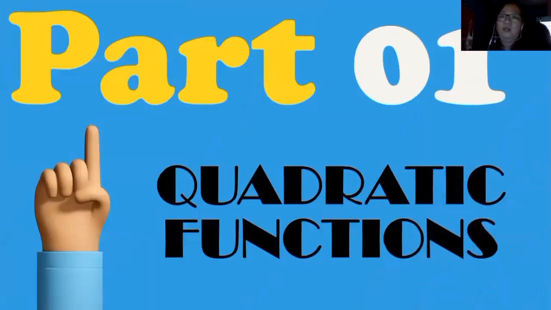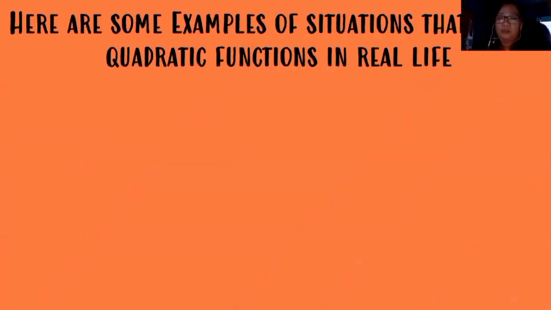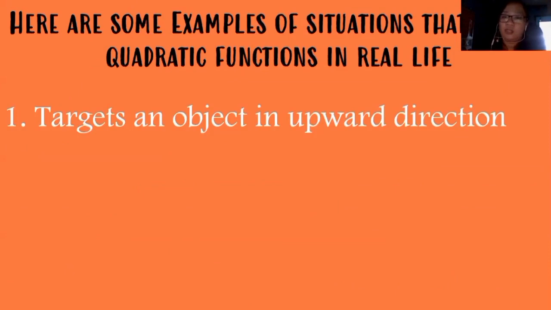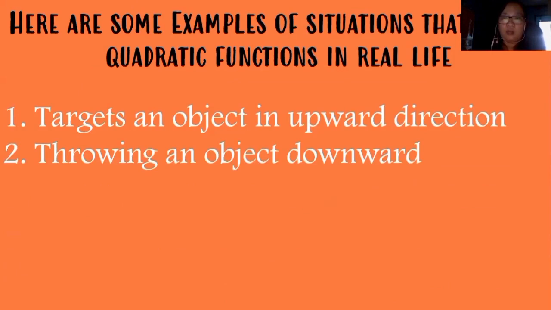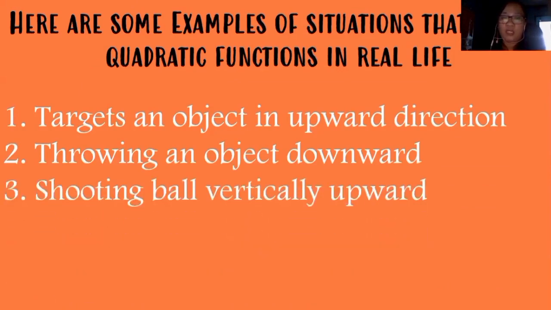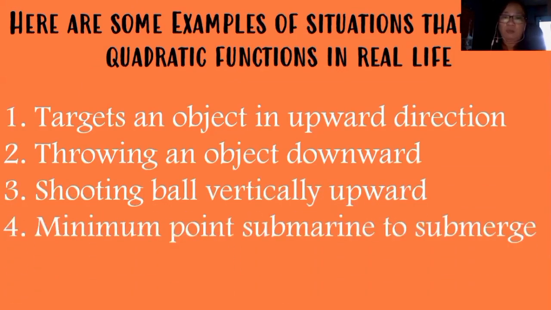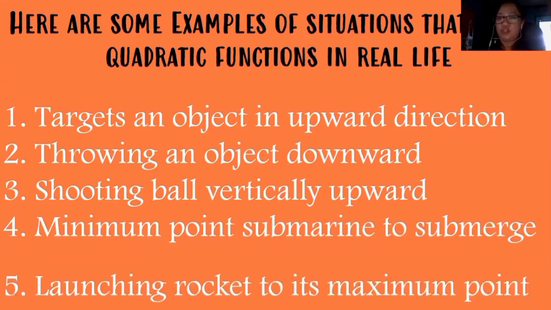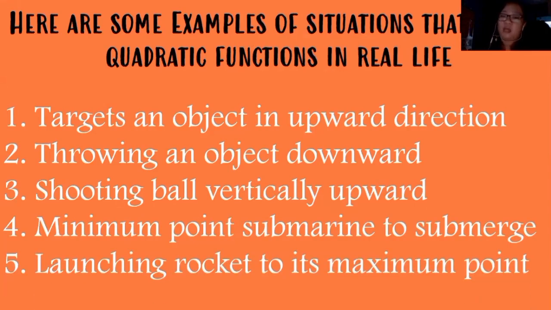So part 1 of our discussion is all about quadratic functions. Okay, so to proceed, here are other examples of situations that model quadratic functions in real life. The first targets an object in an upward direction, throwing an object downward, shooting a ball vertically upward, minimum point for a submarine to submerge, and launching a rocket to its maximum point.